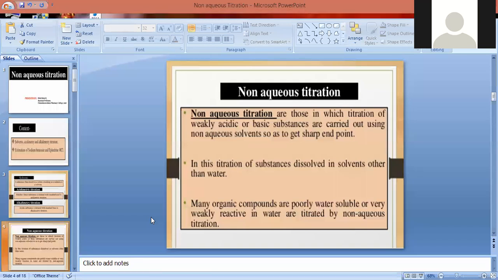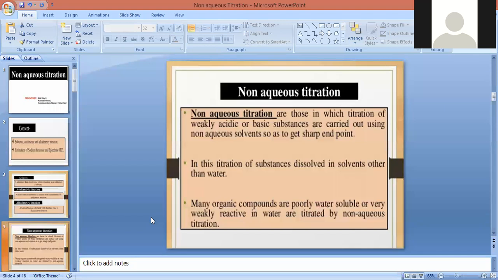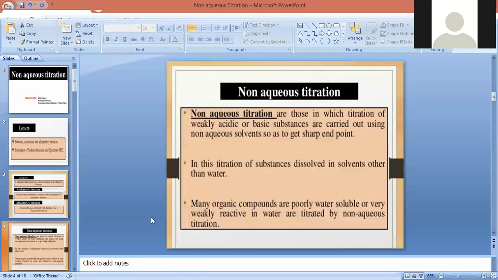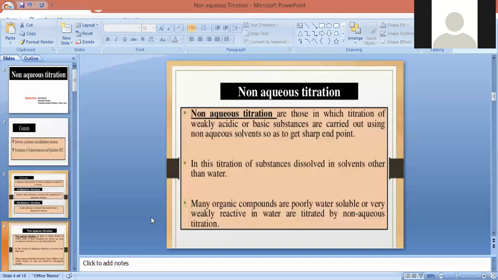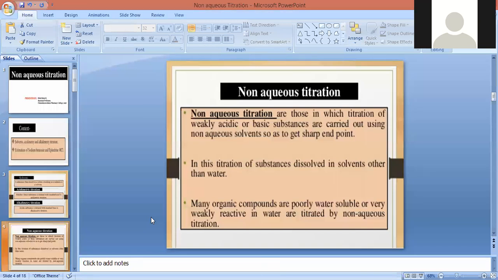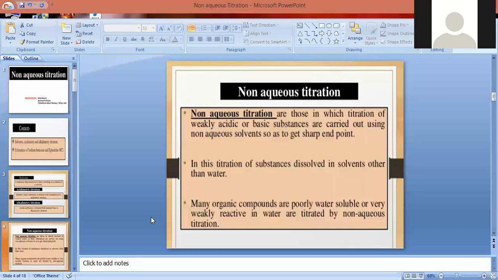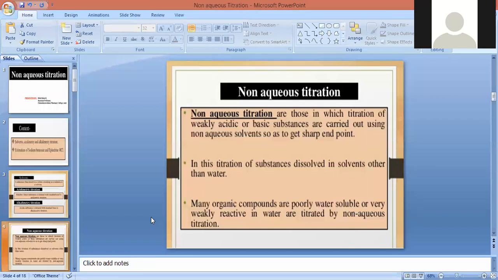If the reaction is not complete, then the endpoint cannot be determined and finally results cannot be drawn. So particularly in non-aqueous titration, with the help of non-aqueous solvent, we can increase the solubility of weaker acidic or weaker basic substances. By increasing the solubility, we can convert it into ionic forms. An easy chemical reaction is possible between the ionic analyte and the standard substance, and the endpoint can be easily determined.